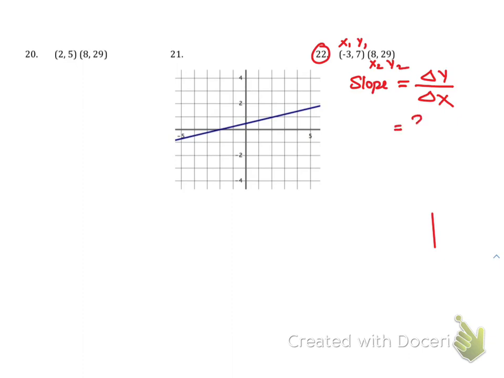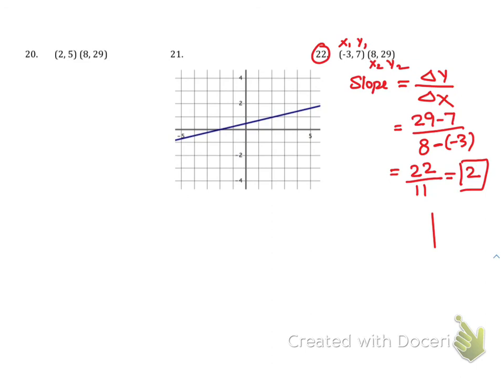If you're picking 29 minus 7, then same thing I will do. The x value will be starting from the second point, which I'm taking on the top first. 8 minus 3, and that is what? 29 minus 7 is 22, and 8 minus 3 is 11, and that's going to be 2. So that's the slope. You can use this thing to do your work.